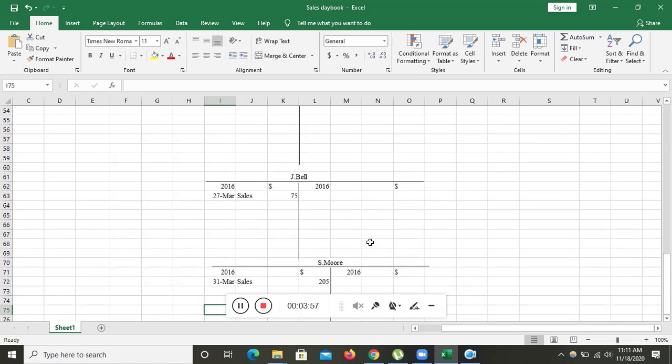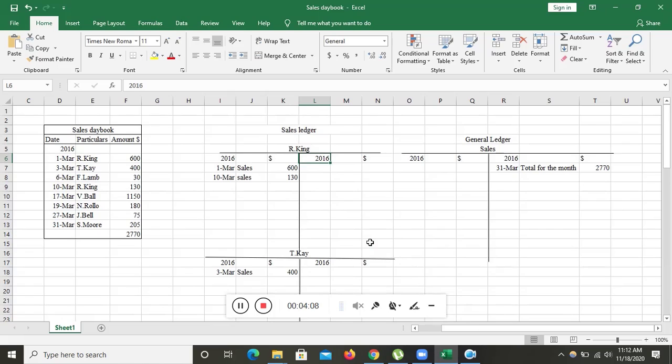Okay, now after J Bell, we have S Moore, that is the last T account of the transaction, that is 31st March sales and 205 is the total. Okay, we do not have to balance the T accounts. Always remember this thing. In this we will pass one transaction and that's it. Double entry system is being used, but I will tell you how. See, I have made the individual entries in every T account. As you all can see, all the names of T accounts are there, and I have written sales and I have written the amount in front of them.